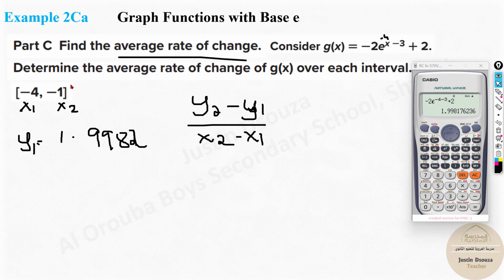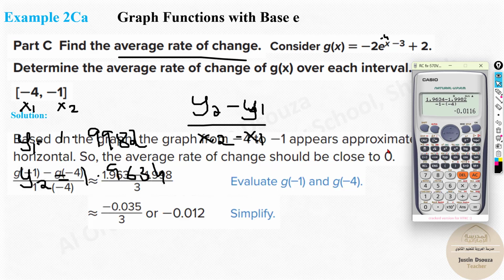Now for y2, what do we do? Substitute the x2 value. Only over here, instead of -4, just change it to -1 and solve. You will get the answer y2 to be 1.9634. Now substitute these in the slope equation and you will get the answer. Okay, now let me type it. y2 is 1.9634 minus 1.9982 divided by x2 is negative 1 minus of minus 4. Close the bracket, and the answer over here would be 0.01116. So that's the answer.